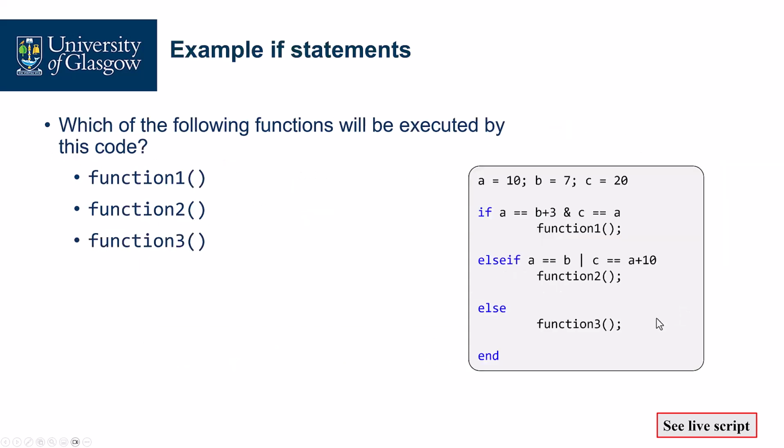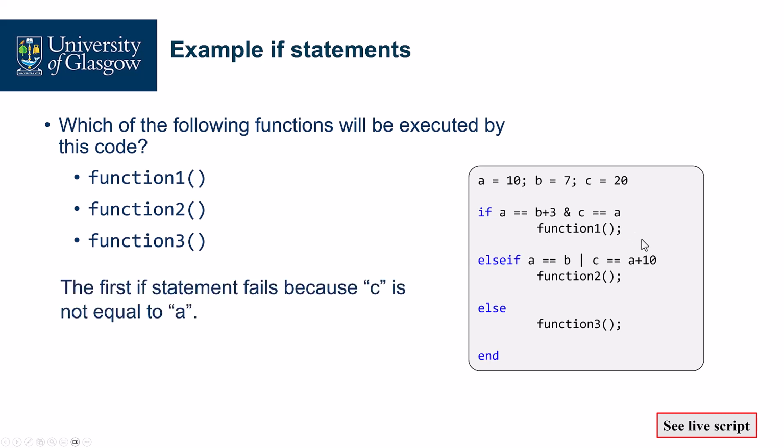Okay, so now we can see an example. The question is: which of the following functions will be executed by this code? Function 1, 2, or 3. Let's see. A equals 10, B equals 7, C equals 20. Right, so this is the first statement, where we use AND to link them. Is A the same as B plus 3? Yes, this is true. And is C the same as A? This is not true, right? So this if won't be executed. So function 1 won't be executed, right?